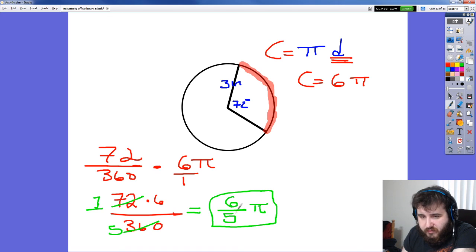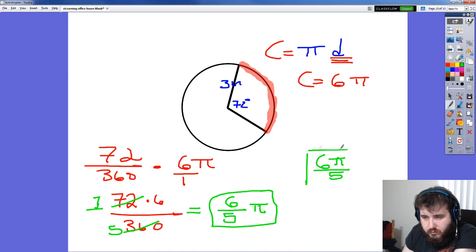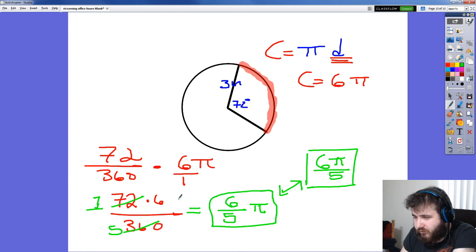And you could write it 6 over 5 pi. You could write it 6 pi over 5. Either one of these representations is good for your answer. They'll be marked correct, as long as they're exact, like these are. You might even be able to get away with 1.2 pi, but I wouldn't bother with that. I would just do 6 over 5 pi, or 6 pi over 5.